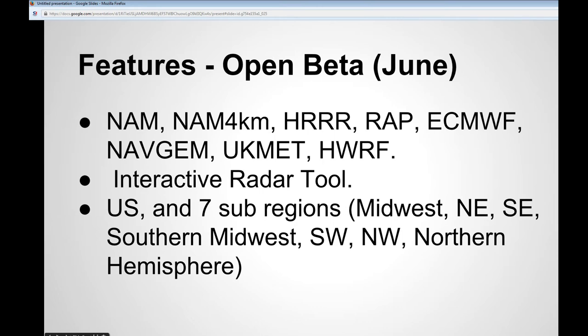The US and 7 subregions, hopefully: the Midwest, the Northeast, Southeast, Southern Midwest for strong storms and cool things to look at. Southwest, not a whole heck of a lot that goes down there in the winter or in the summer. The Northwest and the Northern Hemisphere, so you can view stratosphere stuff and climate related stuff.